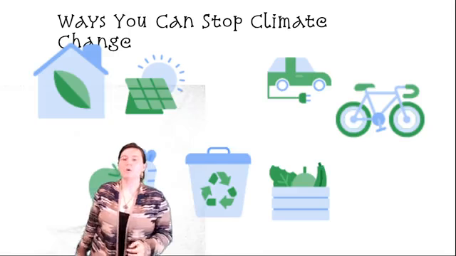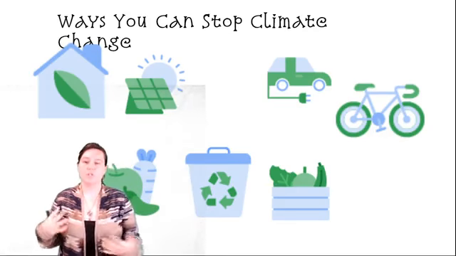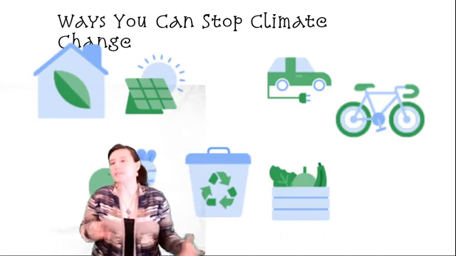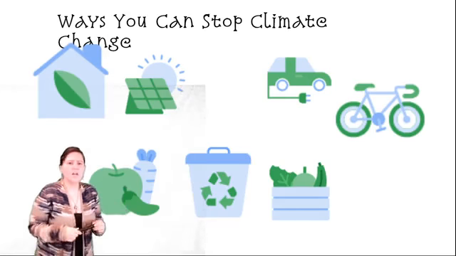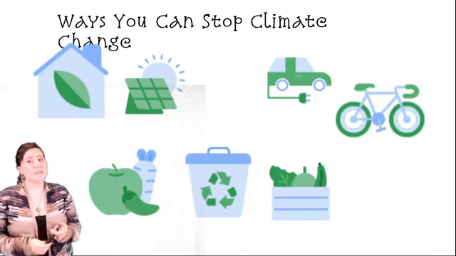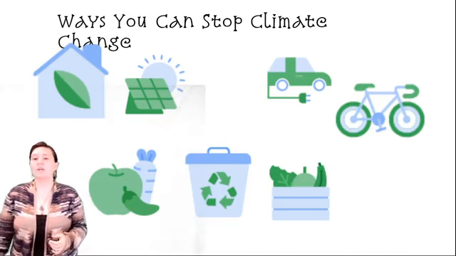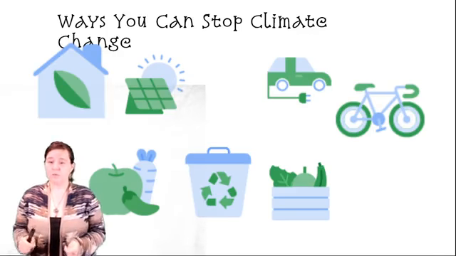Okay, so ways that you can kind of help stop climate change and these warming temperatures are very simple things, and I'm sure you've heard of them before. We're talking about things like saving energy at home, turning off lights, turning off water if you're not using it. Very small, simple things that you can do.